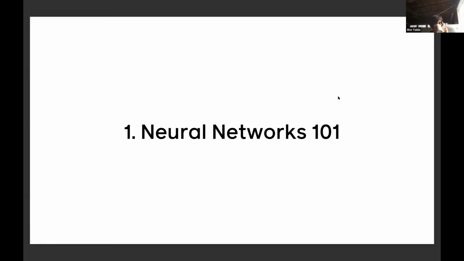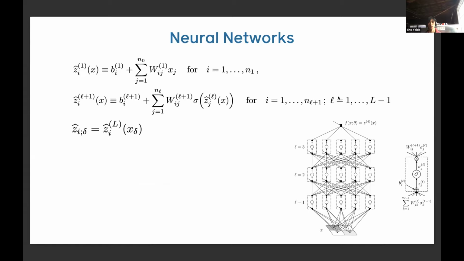Neural network 101. Okay, so neural networks are defined as follows. Specifically, the multi-layer perceptrons are defined exactly as follows. In the first layer, you take an input X and multiply it by weights in the first layer. So this W1 is the weights in the first layer, the one indicating that it's the first layer. And after multiplication by weights, you add the bias term B1, i, and that's what you have in the first layer. And then the rest of the network is iteratively defined.